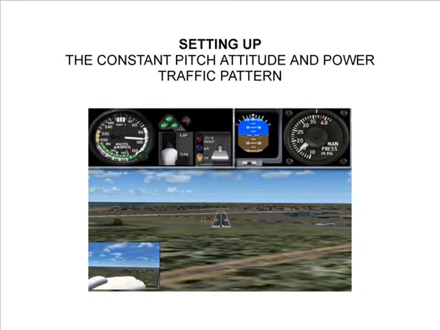Now that we understand how the constant pitch and power traffic pattern works, let's use a flight simulator to illustrate the steps in setting up the pattern for a typical light twin. This airplane has retractable gear and 2 flap settings, approach and full.